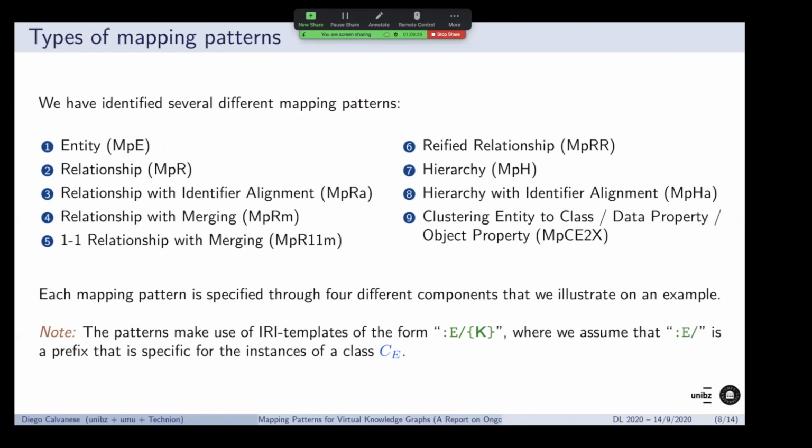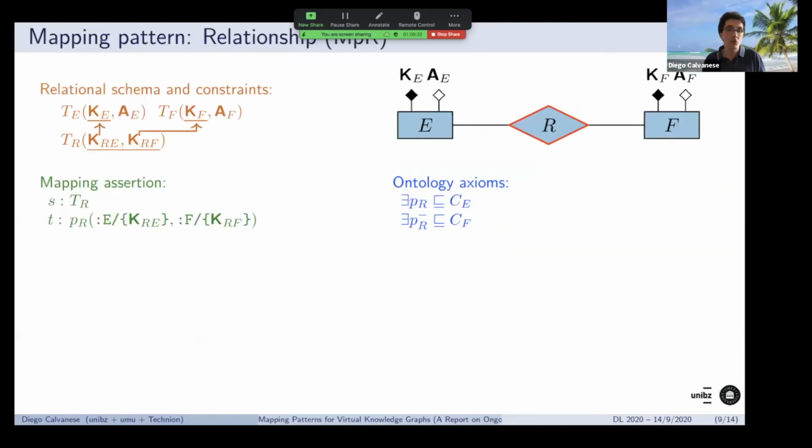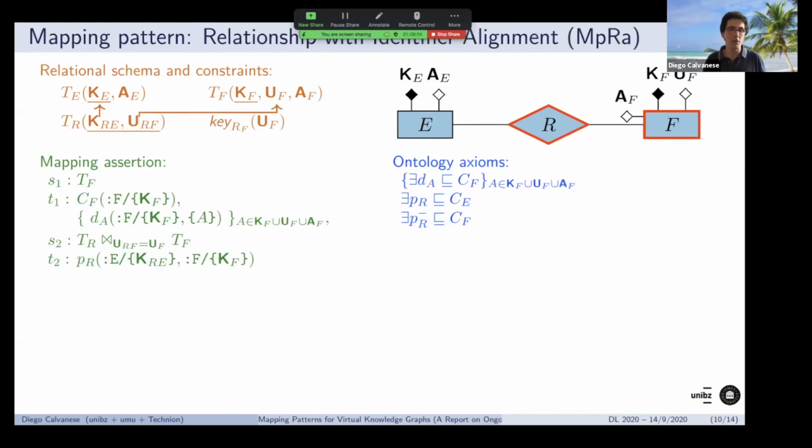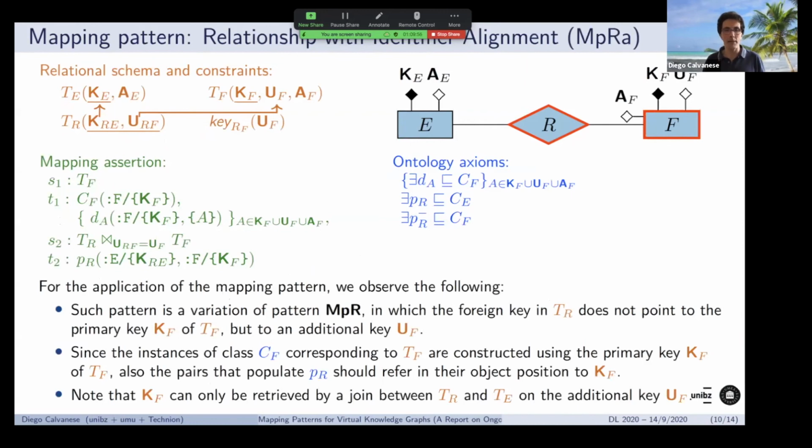Okay. Each mapping pattern is specified through four different elements. I will just show you an example where you see we have the constraints, we have a conceptual schema, we have the mapping assertion that corresponds to the pattern, and we have the ontology axioms that are involved. And this is, for example, a traditional mapping pattern involving a relationship that gives rise to a role, with corresponding domain and range axioms in the ontology. This would be a variation of it with a modifier.